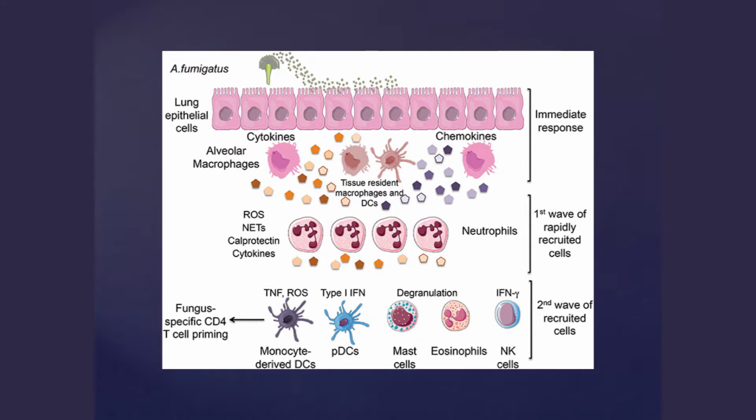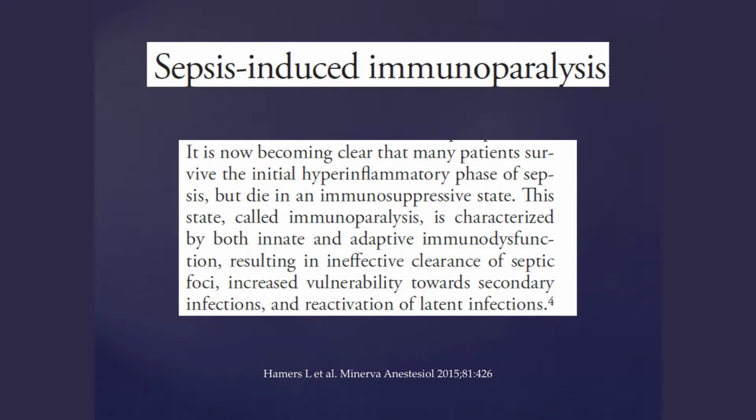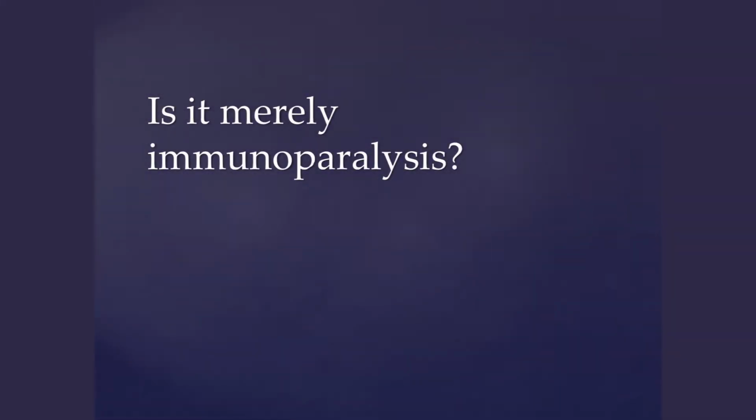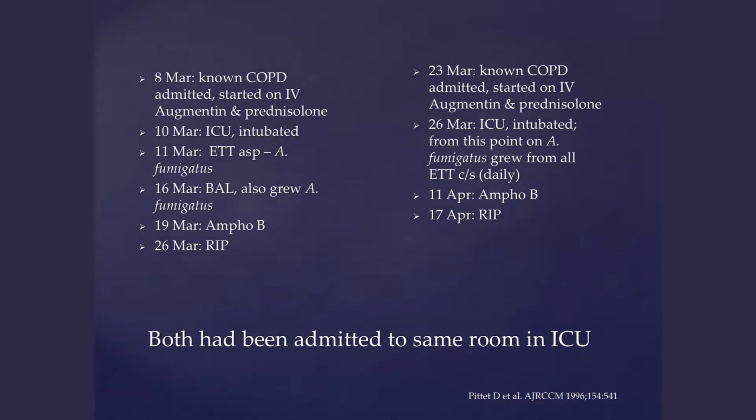So there is an immunoparalysis in septic patients in ICU, because somehow all these cellular functions move towards an immunosuppressive Th2 type response as sepsis drags on in the ICU. But the other important thing is that we mustn't just say that these patients are developing aspergillosis in the ICU because they have become immunoparalyzed. So this is a very interesting and important paper, I think, and it's published by Didier Pittet in Geneva.